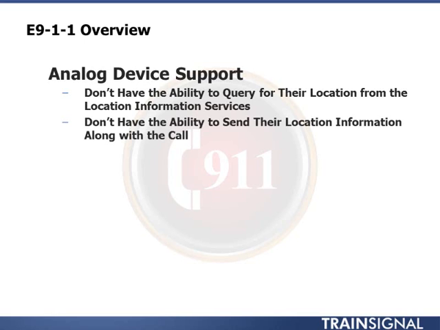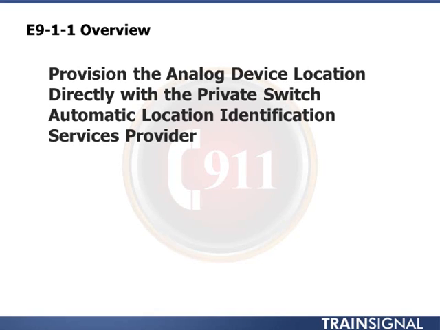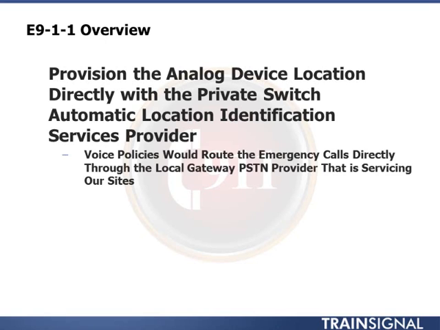The first choice can be used in environments where all of your locations have PSTN gateways and your clients are configured for direct inward dialing. In this type of an environment, you can provision the analog device location directly with the private switch automatic location identification services provider. In order to support this, when you're setting up your analog devices as contact objects, we would define policies specifically for those contacts, and the voice policies would route the emergency calls directly through the local gateway to the PSTN provider that is servicing our sites.